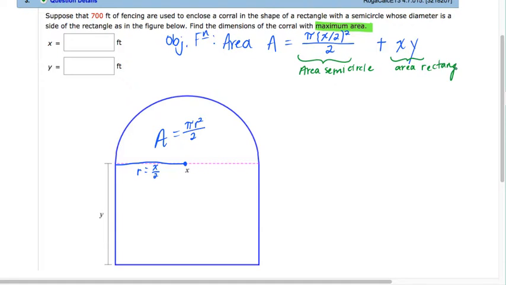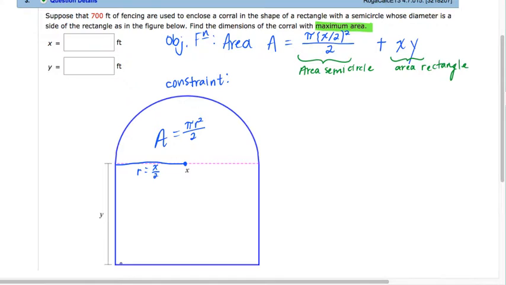Okay, but I need to get it all in terms of x or all in terms of y. So I have not used what fact yet? The constraint says we have 700 feet of fence. Okay, so how do I write that as an equation in terms of x and y? See, so my constraint is that the distance all the way around is 700, so I'm going to start here, right? So it's y plus x plus y, so 2y plus x plus half the circumference of the circle. Yes, equals 700.